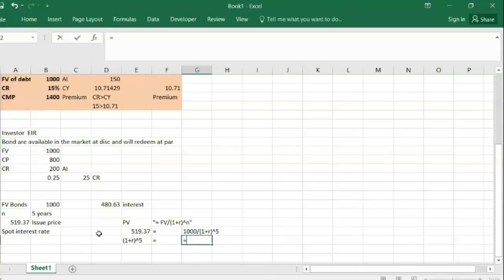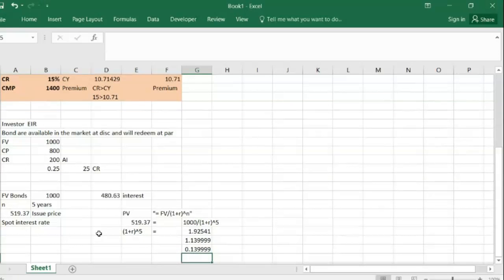One minute. It's 1000 divided by 519.37, which is 1.92. Now take the fifth root of this value. You will get 1.13. Hence, this 1.13 minus 1, you can get 13.99 as the interest rate.